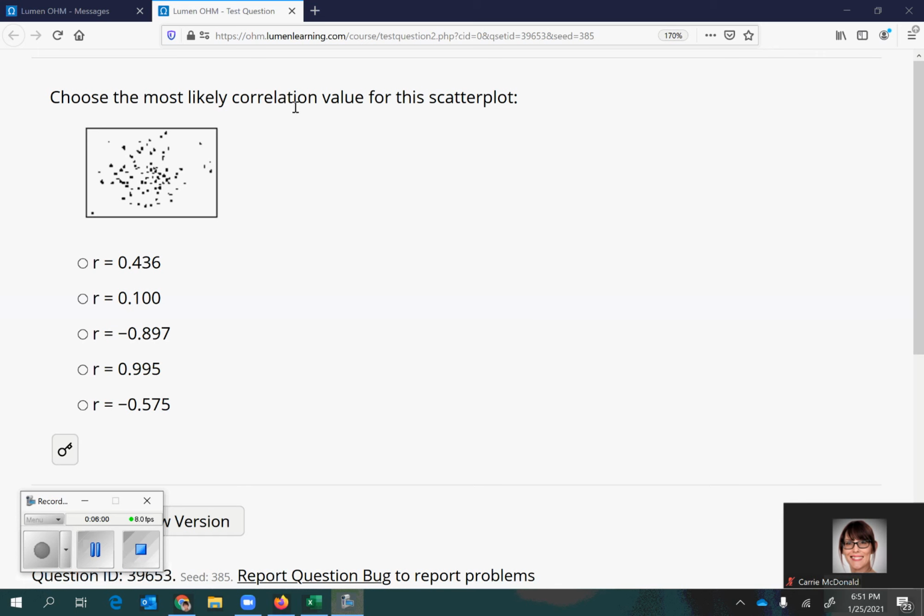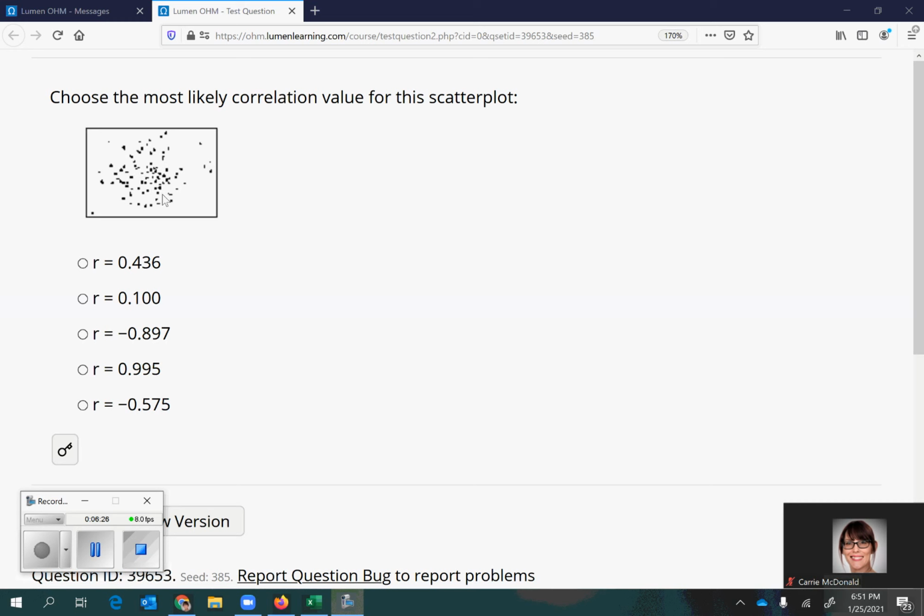Choose the most likely correlation value for the scatter plot. Okay, so the student commented that they still didn't understand how to calculate the correlation coefficient. You don't calculate it for this. You're just visually inspecting the scatter plot and guessing which one of these would be the best fit for it. Now, this is a very random scatter. It doesn't look like a linear pattern at all. I don't see any kind of line shape being formed by those dots. They're just kind of all over the place.